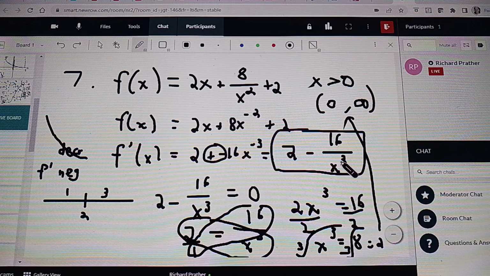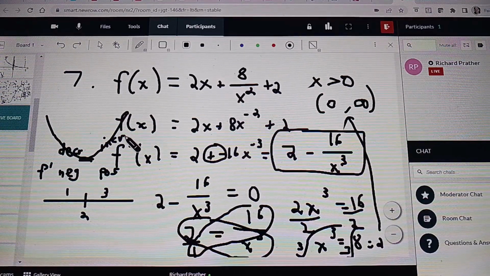3 cubed is 27. 16 divided by 27 is somewhere between 0 and 1. And 2 minus that is definitely positive. We don't care what the answer is, just is it positive or negative? It's definitely positive. So you're decreasing, then you have that one moment in time that you're flat because I have a 0. This came from a 0, not from an undefined spot. So it's flat right there for that second, and then it increases after that. So by the first derivative test of chapter 5, I have shown that 2 is a local minimum. 2 is a local minimum by the first derivative test.